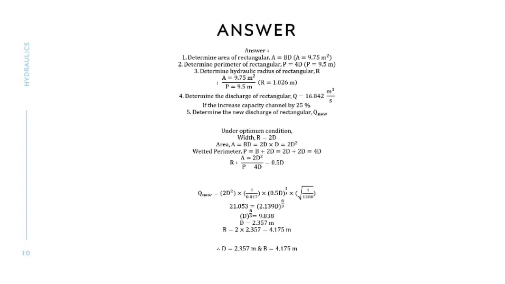Using Manning's equation, we can determine the discharge Q of the channel, given the Manning's roughness coefficient and the slope. If the channel capacity increases by 25%, the new discharge is 125%. From that, we can determine the new discharge of the rectangular channel.